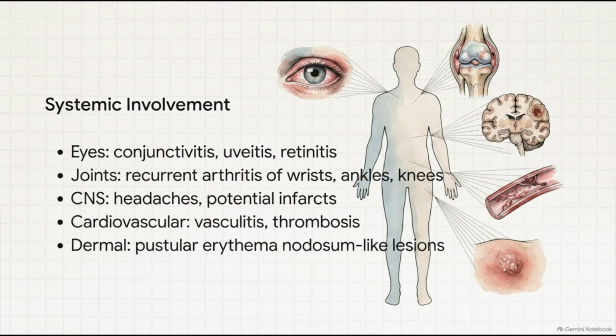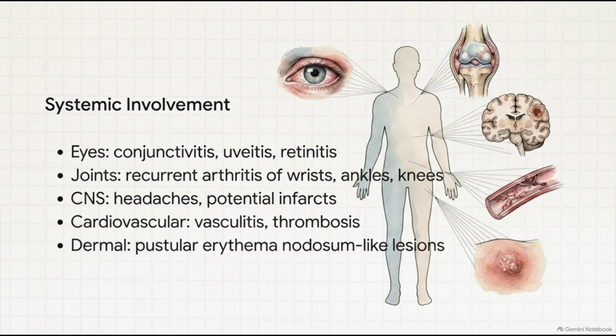Patients experience severe inflammation like uveitis and retinitis, and if left unchecked by a physician, that carries a devastatingly high risk of permanent blindness. Articularly, they might complain of recurrent aching arthritis in their wrists, ankles, or knees, often mimicking rheumatoid symptoms. Remember that intense underlying vasculitis we just talked about?